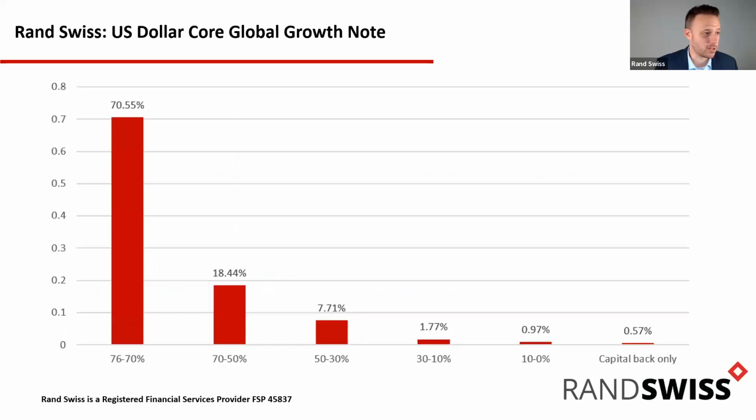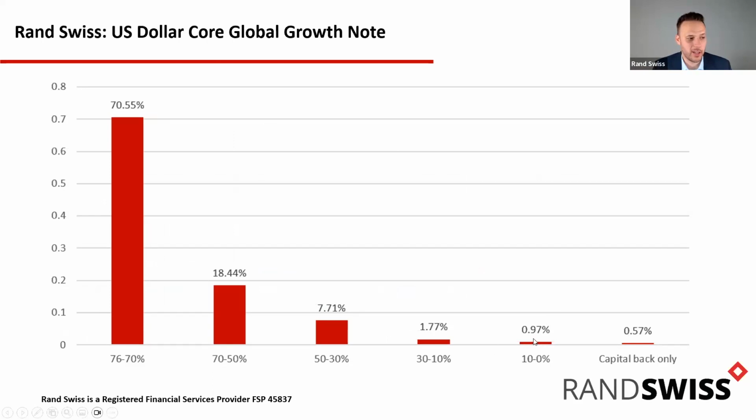I'm going to show you the market dynamics in a second. So this is the probabilities of what's going to happen. This is also based on the back testing. You only actually get capital back about 0.5% of the time. And when I say that, most of the time you actually will generate something off this basket.